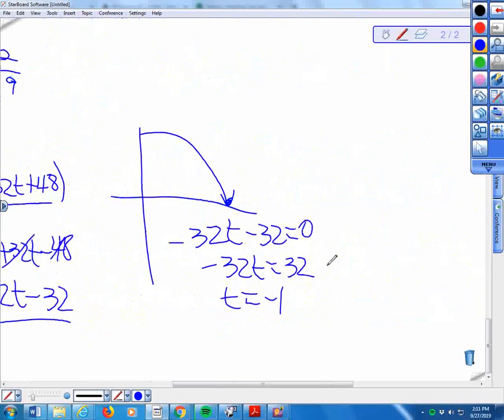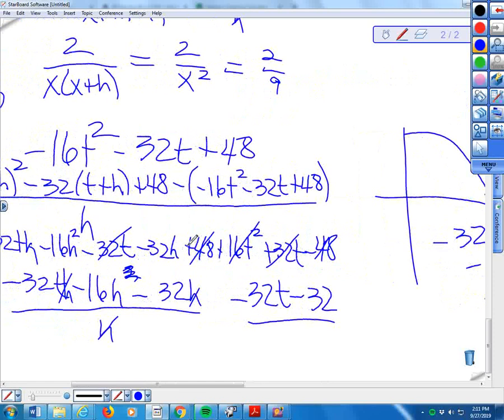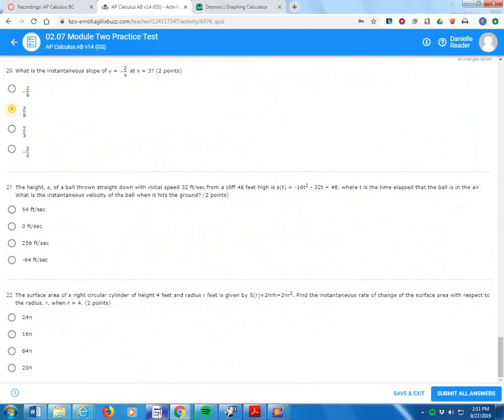And the velocity when the position is 0. So do I need to make a... so negative 32 is its acceleration. The height s of a ball thrown straight down. So it starts at 48 and then it goes down. What is the time elapsed that the ball is in the air? Or where t is the time elapsed. What's the instantaneous velocity of the ball when it hits the ground?